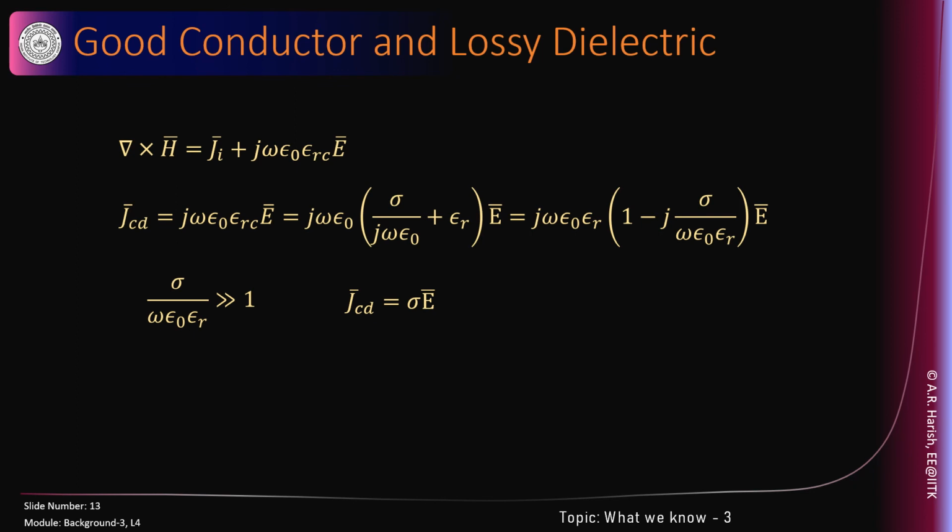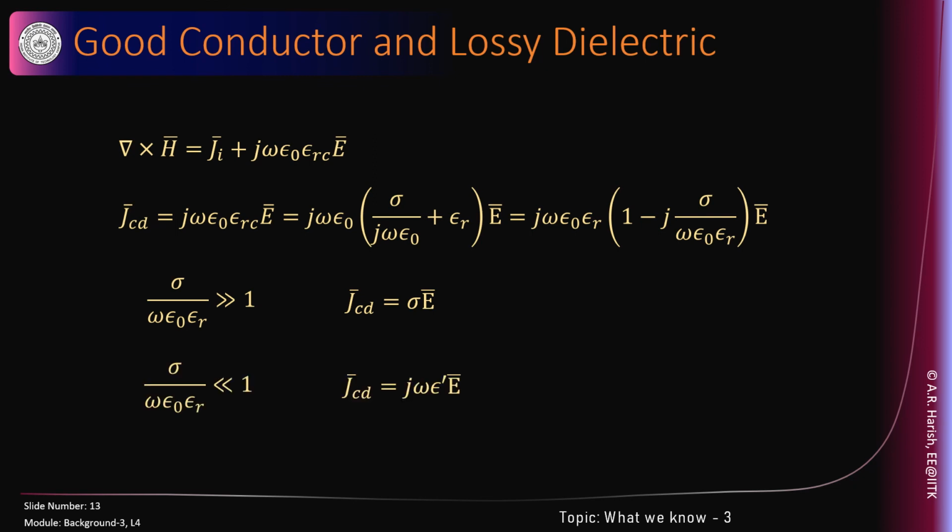If sigma upon omega epsilon naught epsilon r is very much greater than 1, then JCD is purely real. JCD will be sigma times E. The material behaves more like a conductor. So if sigma, the conductivity of the material, is much larger than omega times epsilon naught epsilon r, then the material behaves like a conductor.